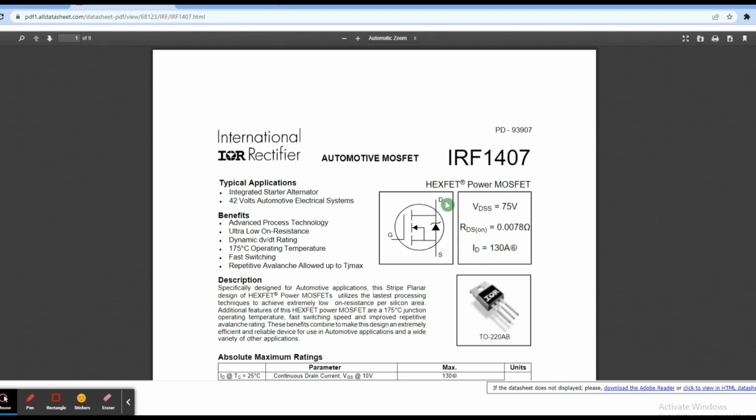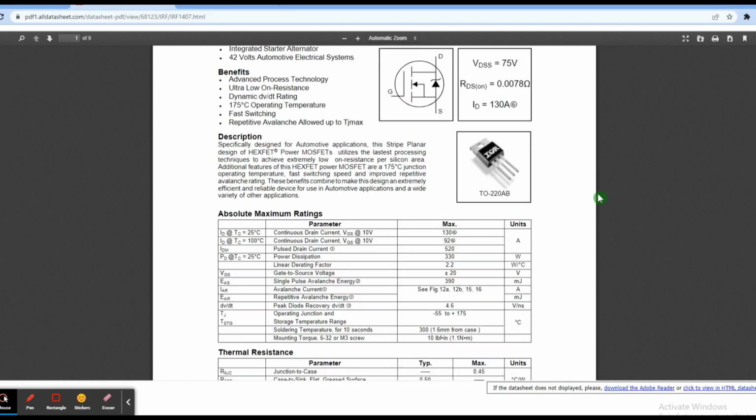It is an N channel MOSFET. How can we identify from the symbol whether it is N channel or P channel? In the N channel, the arrow is towards the gate, and in P channel it is away from the gate. One thing is left, which is the threshold voltage: how much voltage I apply at the gate with respect to the source.